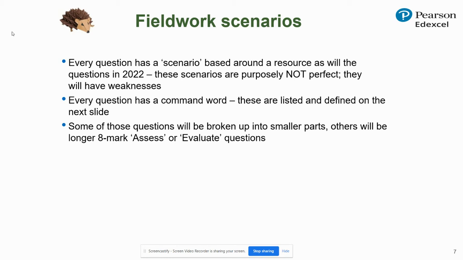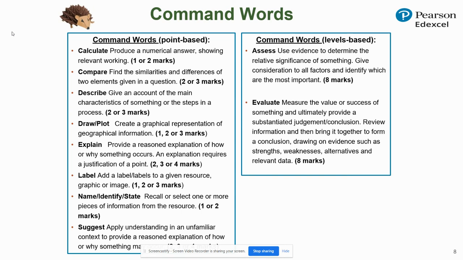So every question has a command word. These are listed and defined on the next slide. Some of those questions will be broken out into smaller parts. Others will be longer 8-mark assess or evaluate questions. The command words there, you've seen them all before. The key thing is you're going to get a mixture of shorter questions and then either an assess or an evaluate question as well. Okay.